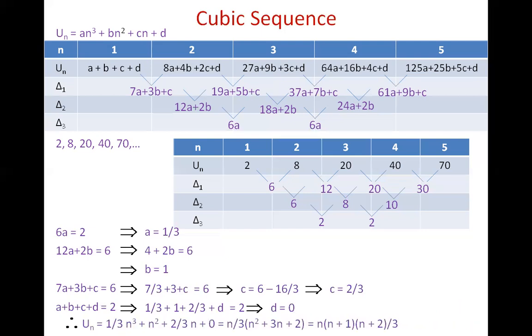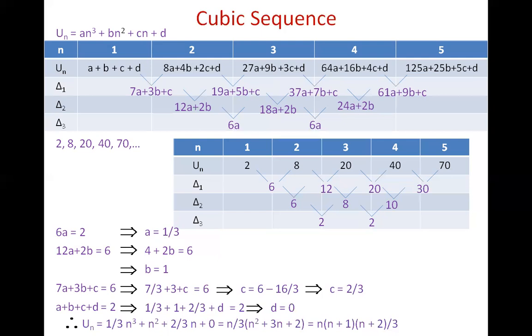Therefore, you have to substitute the a value, b value, c value, d value in the general term to get the general rule. And here you can take n by 3 common. You will get a quadratic polynomial n² + 3n + 2. You can factorize it. Its factors are n + 1 and n + 2. So finally, we'll get the formula for the nth rule as n times (n + 1) times (n + 2) upon 3.